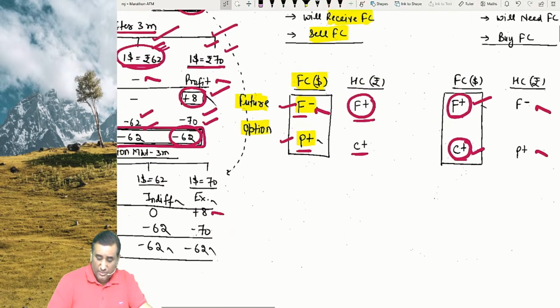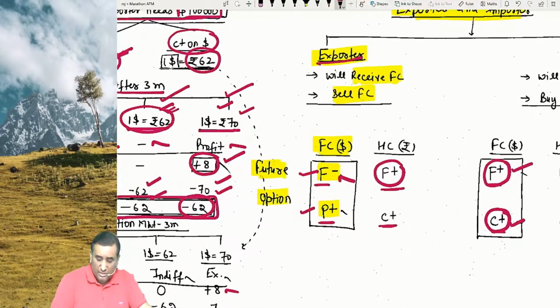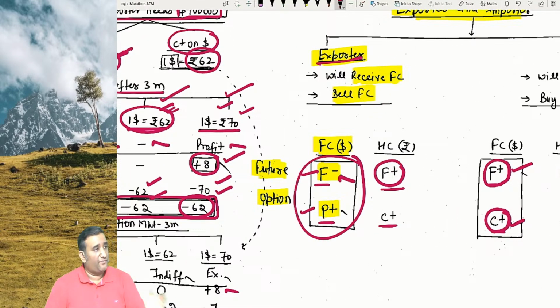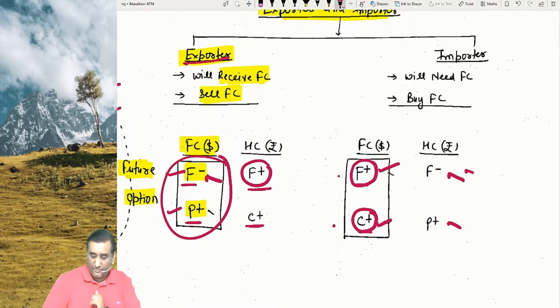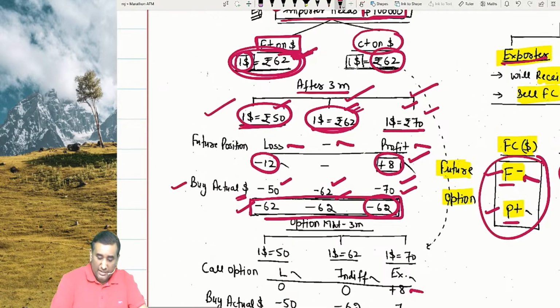Things you need to remember: first, remember exposure. An exporter's original rule is selling F minus or P plus. If it is not available, second would be F plus. An importer's basic rule is buying F plus or C plus. If F plus or C plus is not available, then second would be F minus or P plus. And then whatever the future market promises you, it will compensate you.